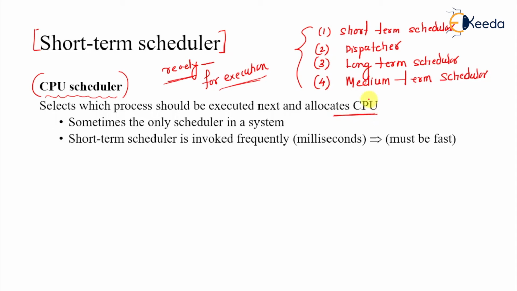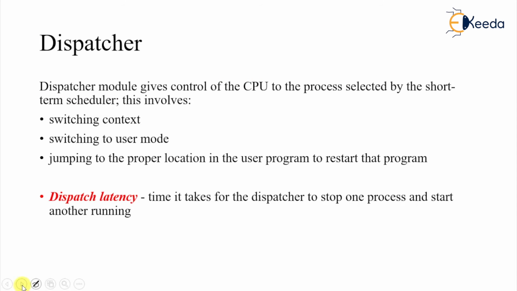So now this will select the process from the ready queue. It is not the job of allocation. The only job here is the selection part, selection from the ready queue. Sometimes it is the only scheduler in the system, and it is invoked very frequently, in milliseconds, and it must be very fast. So that is your short-term scheduler that selects who should be the next to execute.